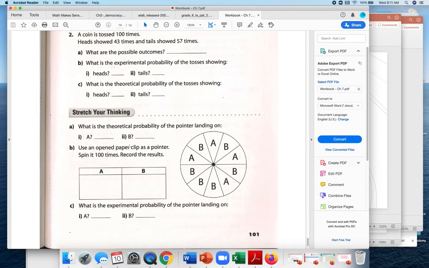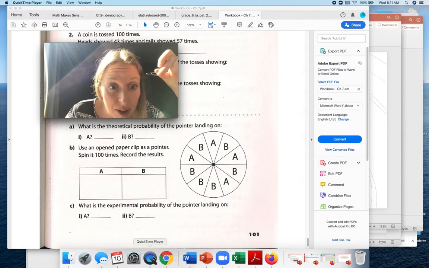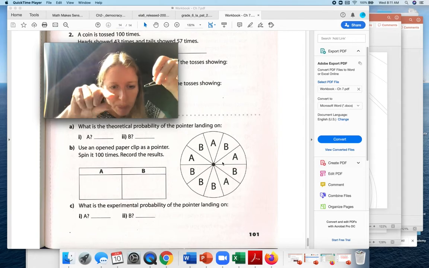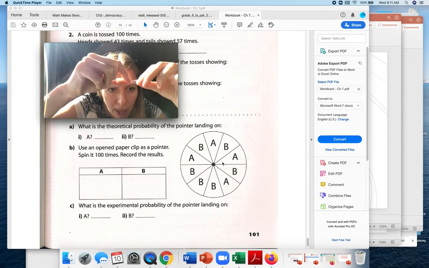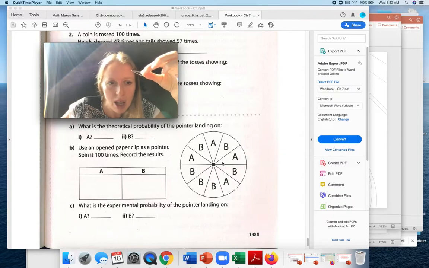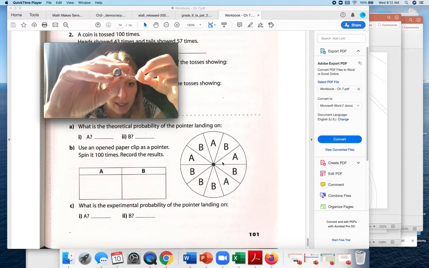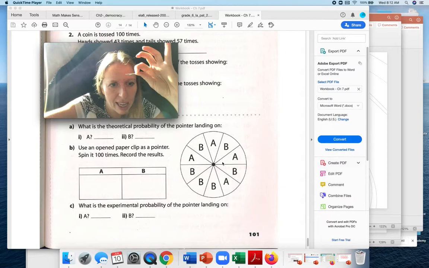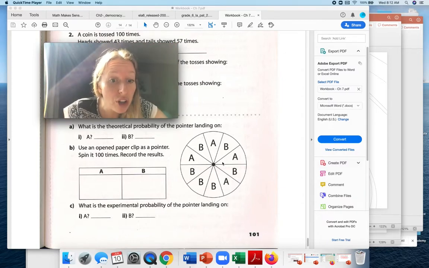Now, this is kind of the more fun part. You get to actually do some experimental probability yourself. So first you have to determine the theoretical probability from yesterday. Then you need to get a paper clip. Hopefully you can find a little paper clip or something that will work for you to make a little spinner. Then you put your pencil on the page, at the center of it, into the bullseye, and then you just flick it and spin it and record your results.